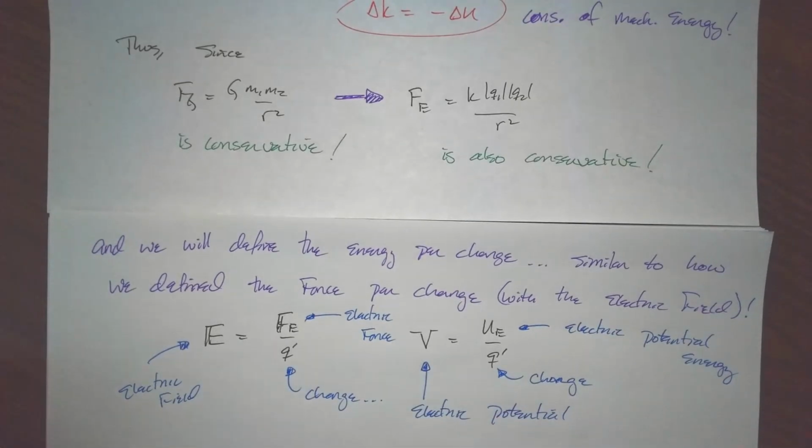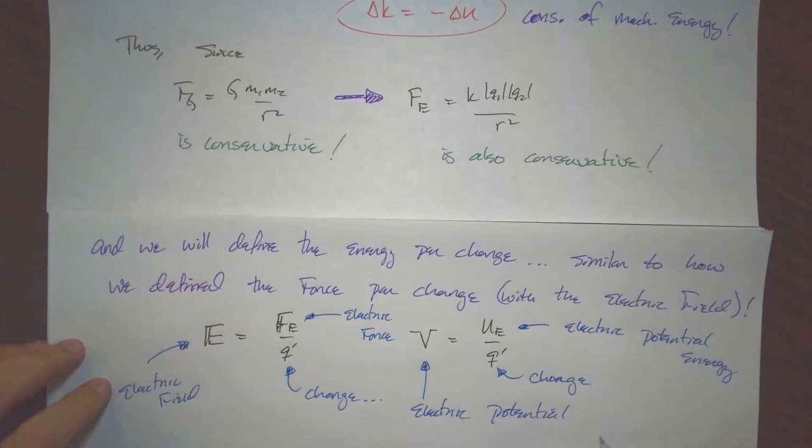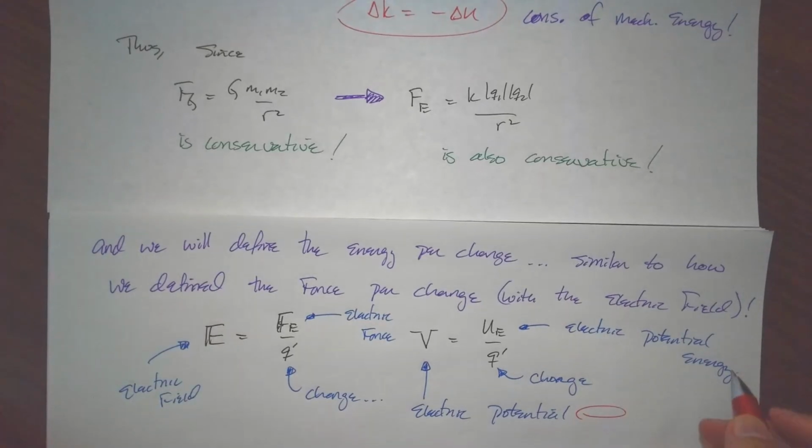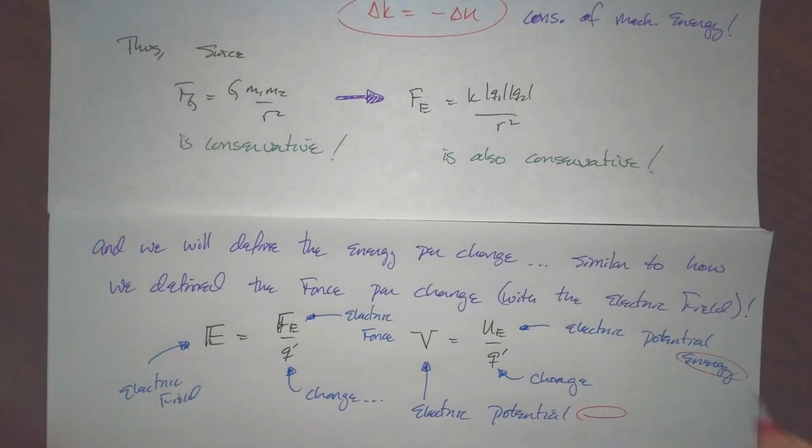So V is our electric potential. Again, notice the absence of the word energy, and U is our electric potential energy. Anytime they want to talk about U, they will make sure they say the word energy. So you just got to be really careful with the verbiage, and keep an eye out for that.